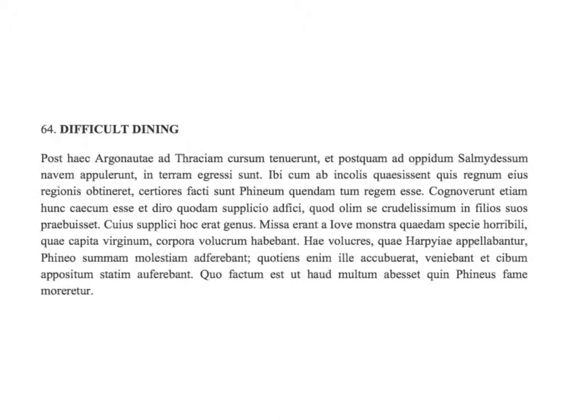So difficult dining, this is from the Argonauts, I think. So we've got Jason and the Argonauts off on their way to Thrace, so I would go post hunc Argonautae, after these things the Argonauts. Notice that AE, ending AE, means that it's nominative plural. The Argonauts tenuerunt. Tenuerunt, that's going to be a third person plural, perfect tense, held their course to Thrace.